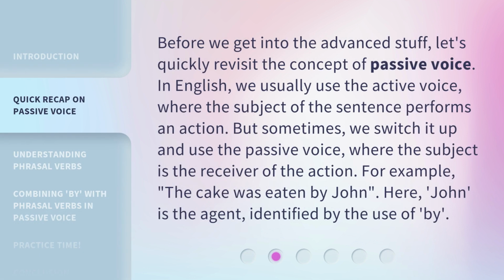Before we get into the advanced stuff, let's quickly revisit the concept of passive voice. In English, we usually use the active voice, where the subject of the sentence performs an action. But sometimes, we switch it up and use the passive voice, where the subject is the receiver of the action. For example, "The cake was eaten by John." Here, John is the agent, identified by the use of "by."